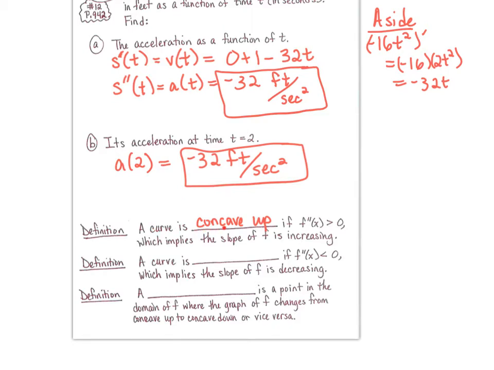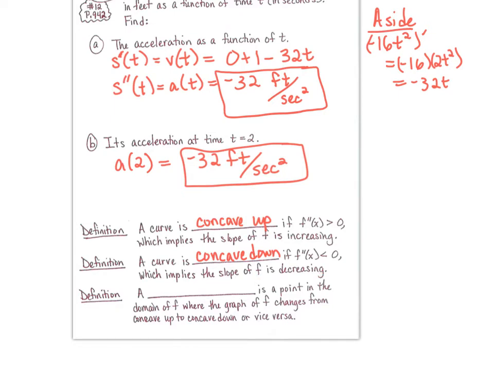A curve is concave up if the second derivative is positive, which implies the slope of f is increasing. A curve is concave down if f double prime of x, or the second derivative, is negative, which implies the slope of f is decreasing. Note that if the second derivative is positive, the slope of your original function is increasing, and you have concave up.